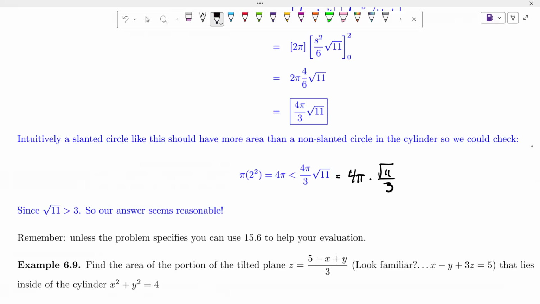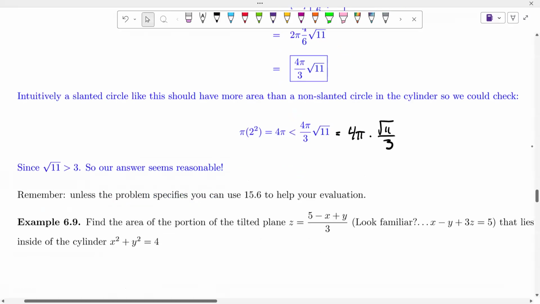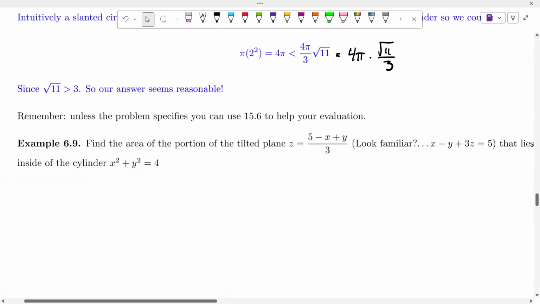The thing I want you to take away from that problem is that it's a mess and a pain. And ideally, we don't have to do that every single time. That's why we're tying these two sections together. Because unless we're explicitly told that we must parameterize some object in order to calculate its surface area, we could just rely on the 15.6 method to get a surface area instead of doing that cross product of two partial derivative vectors, as long as we have an explicit surface, which a plane is going to be.